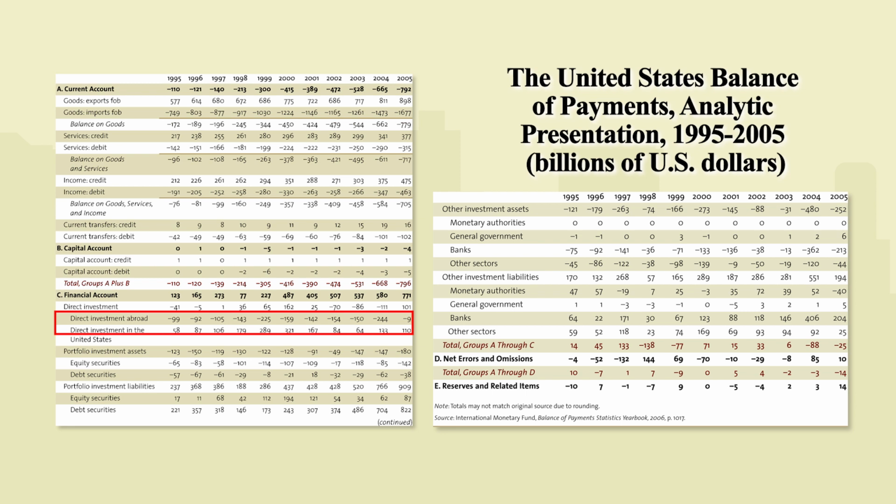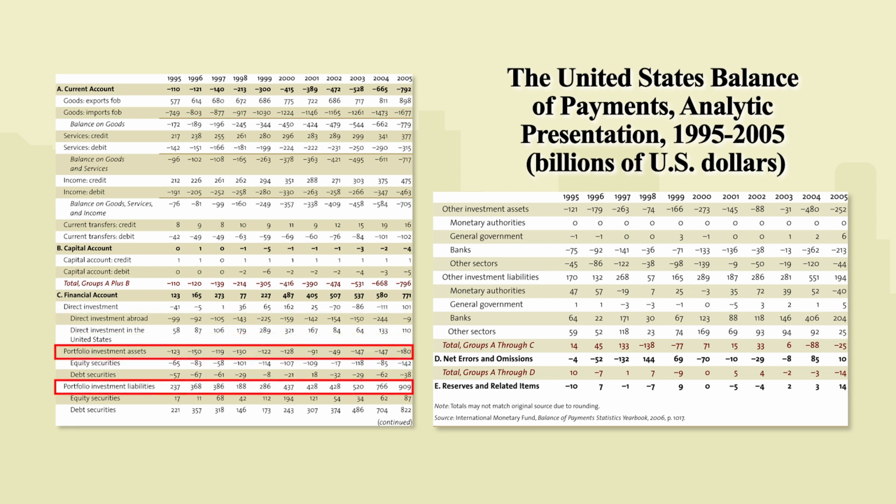In the financial account, both American direct investment abroad and foreign direct investment in the U.S. increased. Portfolio investment assets and liabilities increased. Net portfolio investment was positive, meaning the U.S. was a net debtor in portfolio investment.